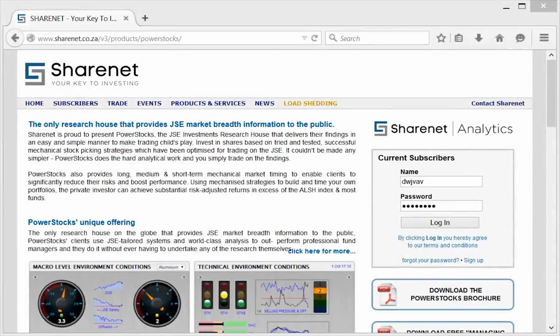Welcome to Pastox Research. We are a research house that provides quantitative research to self-directed traders and investors on the JSE, to allow them to market time the JSE to avoid bear markets and recessions and signal the best times to be purchasing shares that offer the best trading or investing opportunities.